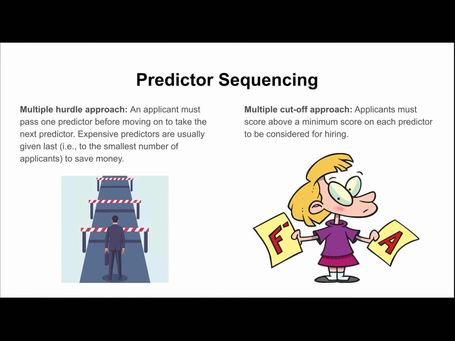A second method of predictor sequencing is called the multiple cutoff approach. So all the applicants do all the predictors, but they have to get a minimum score on all of them to move on. In the diagram, you'll see the woman got an F on one and an A on the other, so she may not get hired because she didn't meet her minimum score, likely on the F minus. So again, multiple hurdle approach means you have to pass one to get to the next. Multiple cutoff approach means you take them all, but you need to get a minimum score on every one to be considered for hiring.